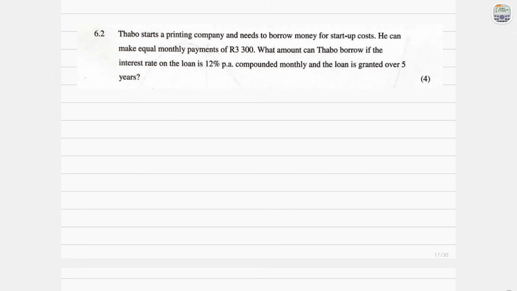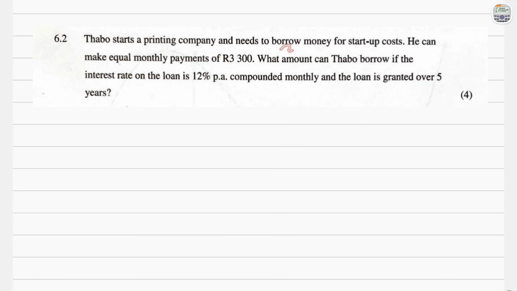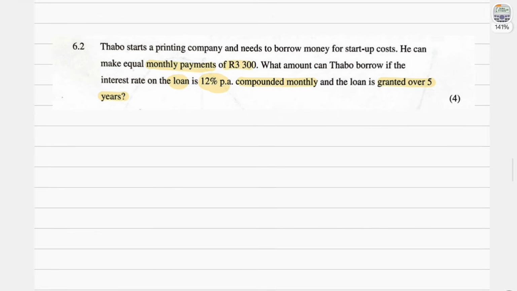Question 6.2 says, Tabo starts a printing company and needs to borrow money for startup costs. He can make equal monthly payments of 3,300. Okay, so equal monthly payments, meaning this is X. And also notice they're talking about payments, so this is probably concerning a loan. And then they say, what amount can Tabo borrow if the interest rate on the loan is 12% per annum compounded monthly, and the loan is granted over 5 years.